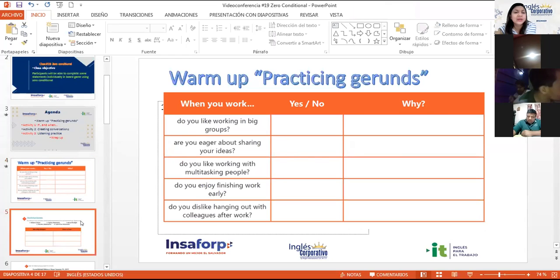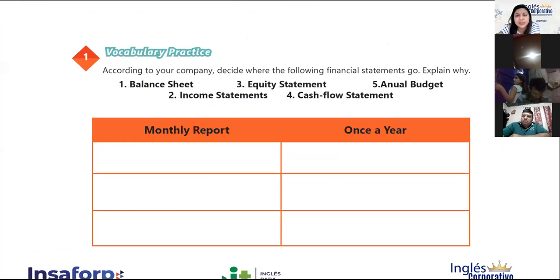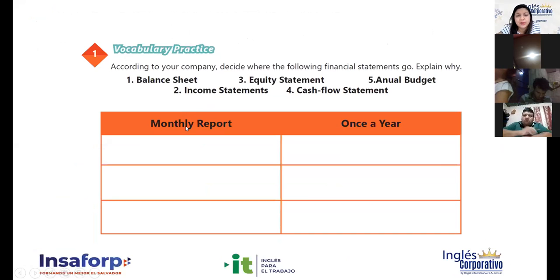Now guys, here we have some vocabulary practice. So tell me about this vocabulary. According to your company, decipher the following financial statements. For example, which ones are reported monthly and which ones are reported only once a year? For example, the balance sheet, is this monthly or annually? Annually.